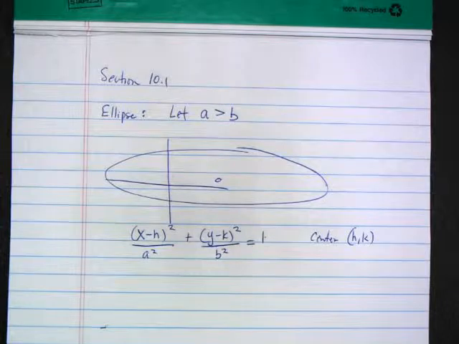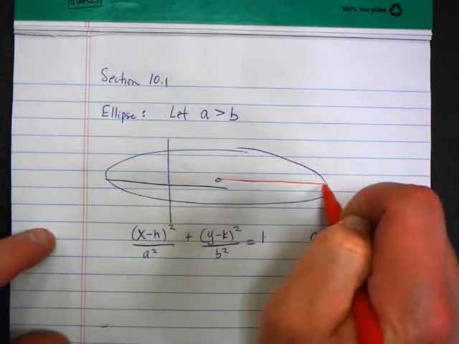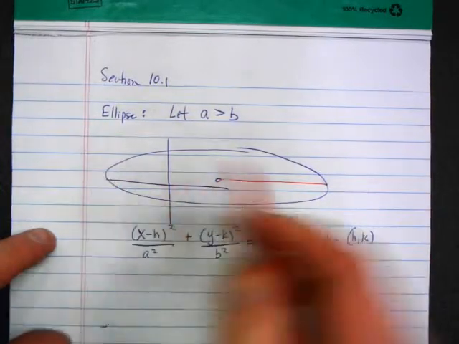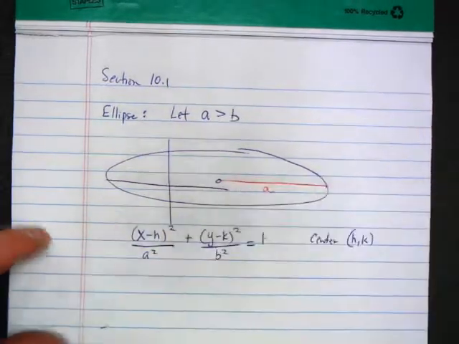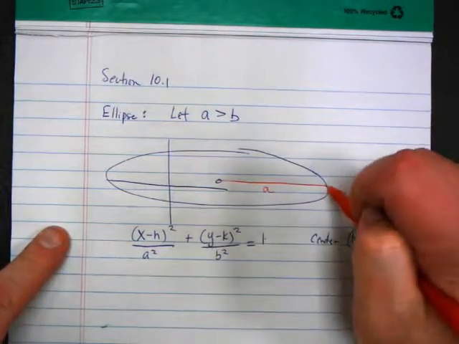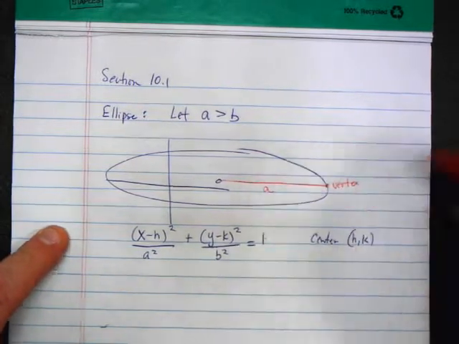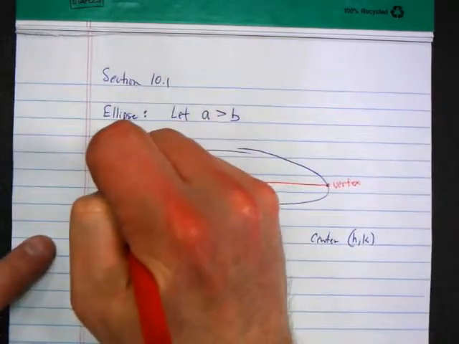Anybody know what the A number is? A is the distance from the center to a vertex, either one. That distance is A. A is the distance from the center to a vertex. This point over here is called a vertex, and this one over here is also called a vertex.